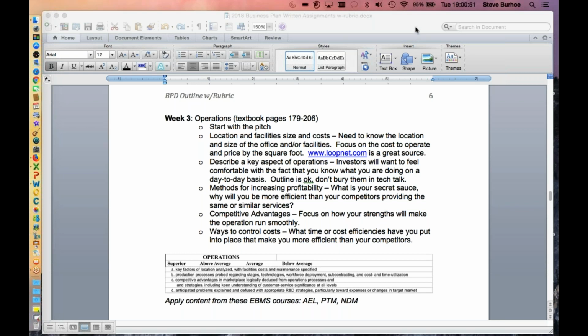The first thing is operations. Operations is the day-to-day function of your company. It's not enough to have an idea. We were talking about that today. There are companies out there like Quirky that will take your idea and run with it.